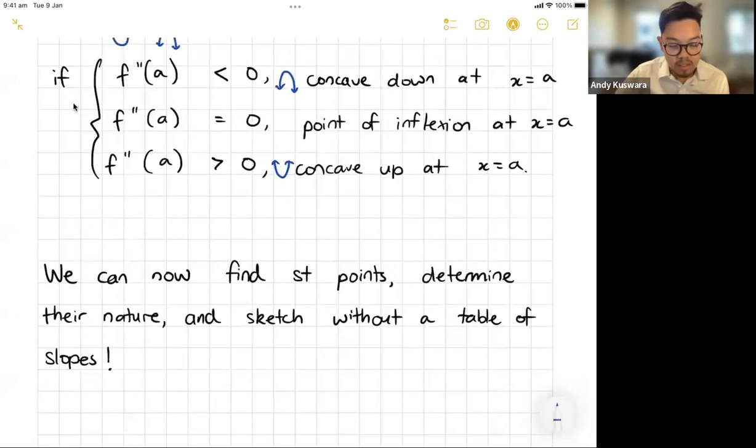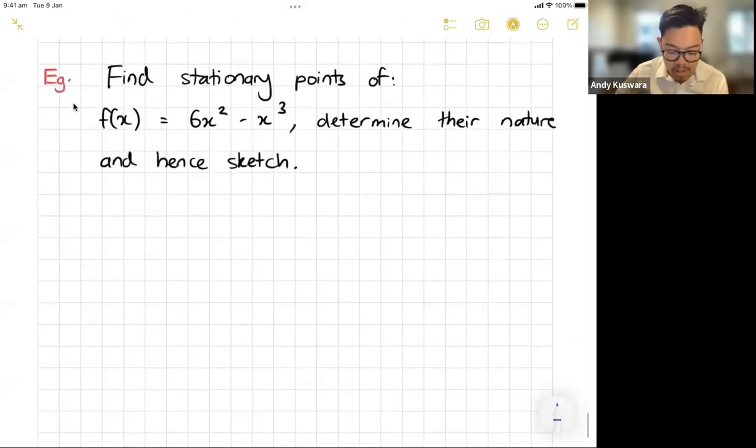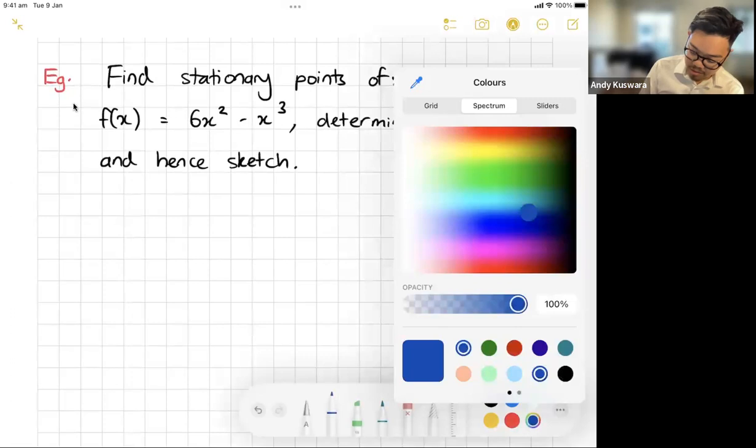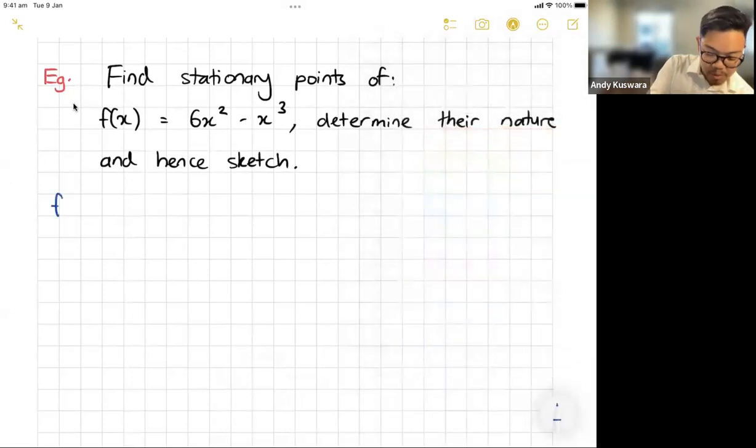So now, instead of using a table of slopes to find your nature, we can just use your second derivative, which I find personally a lot easier. I've just got one question here. We want to find the stationary points of this function, determine their nature, and hence sketch. So let's break it down. We're going to do the whole thing. This is a typical stock standard HSC question, and I believe this actually came from a past paper.